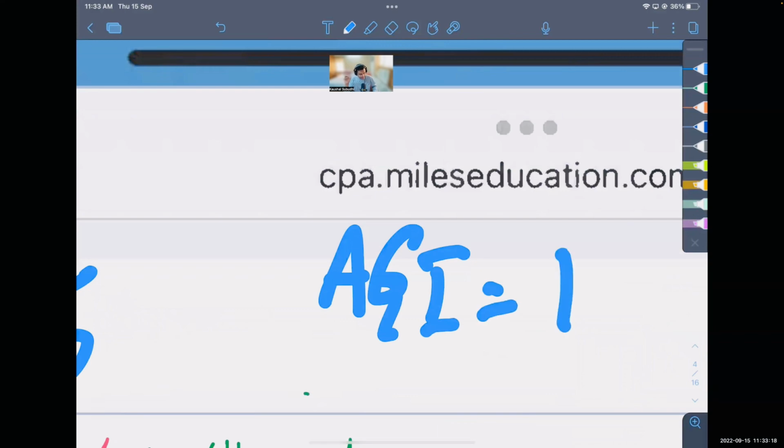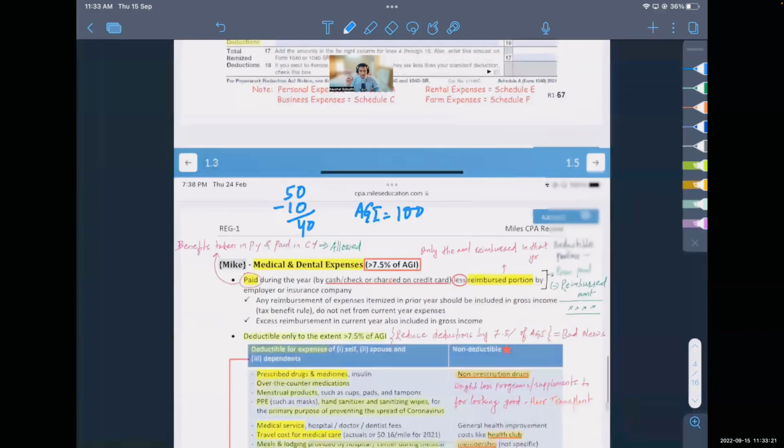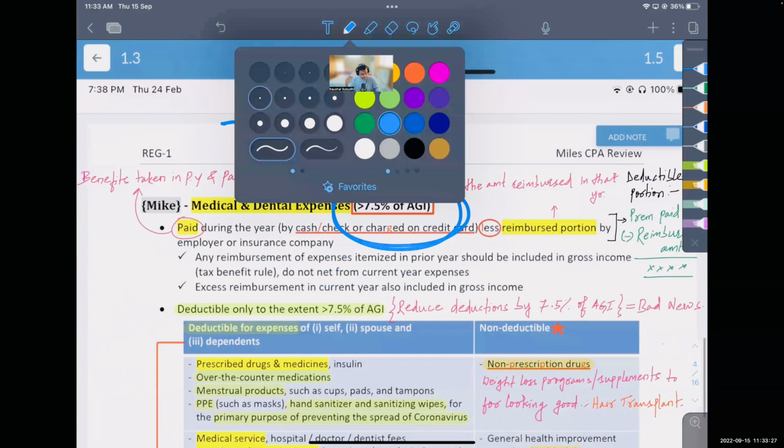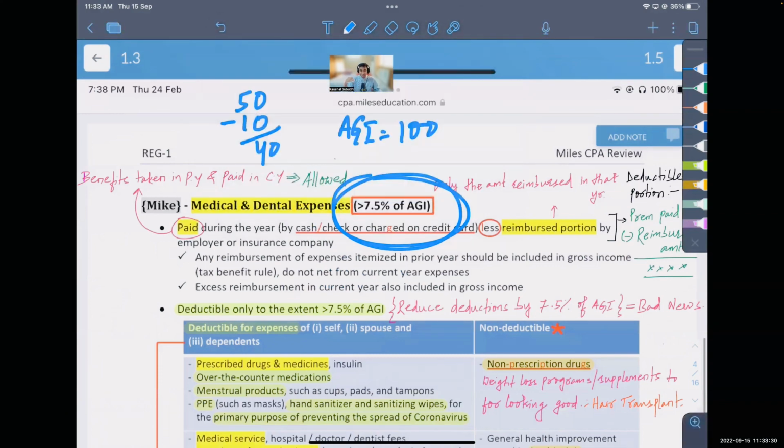Now, from the $40, let's say your AGI is $100. What is the limitation of this 7.5 over here? In layman's terms, 7.5% of your AGI will eat up your deductions. Right now, you think you're going to enjoy $40 of itemized deductions from medical and dental expenses. But is that so? No. Why? Because there is a limitation of 7.5% of the AGI.